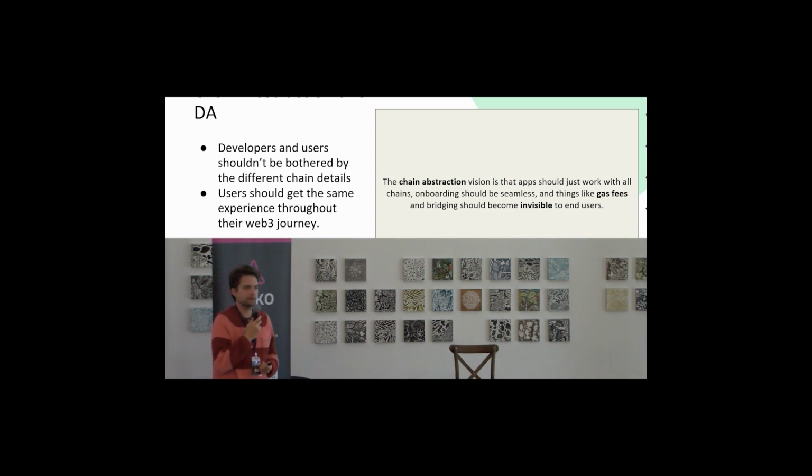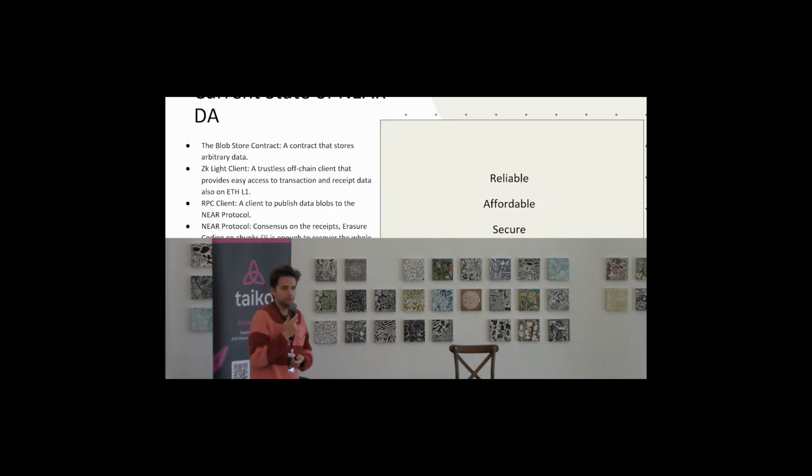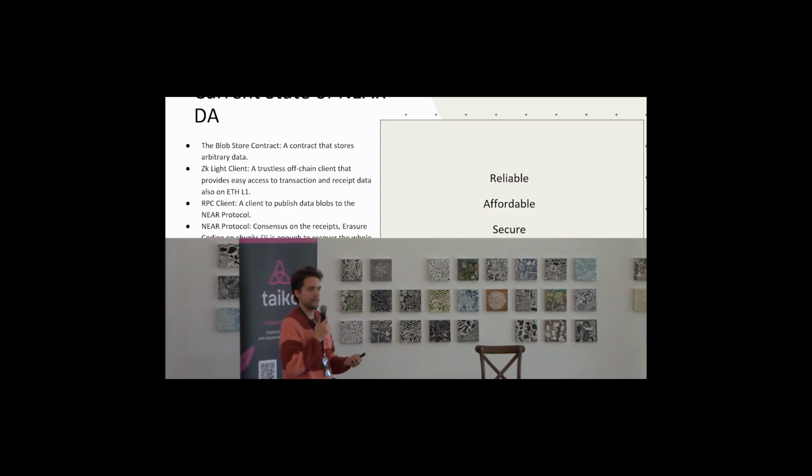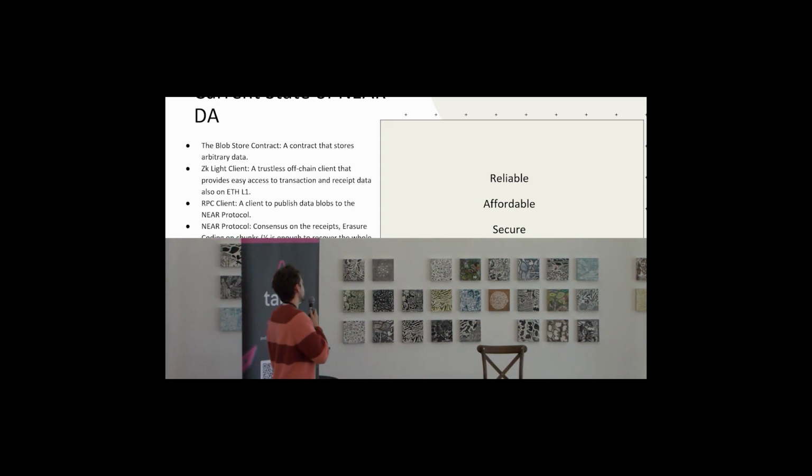For them to be invisible, the gas fees should be very, very small, and it should be homogeneous across all chains. And data availability is something that can leverage that and can decrease the gas fees for all chains who are using these Alt-DA data availability platforms.